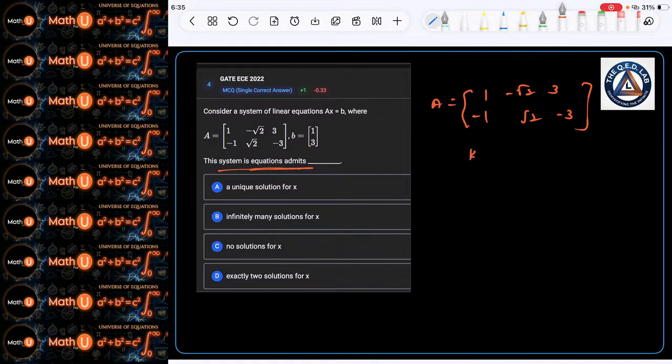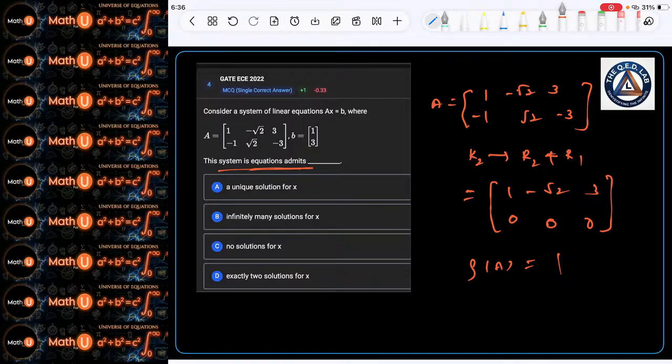Okay, what we get, R2 tends to R2 minus R1, R2 plus R1. If you observe that, if you apply this one operation, we get 0 here, 0 0. That means the number of non-zero rows is equal to 1. Okay, this is equal to 1.